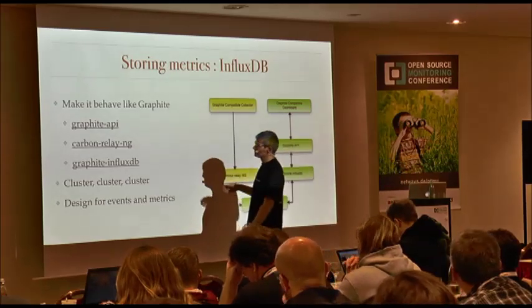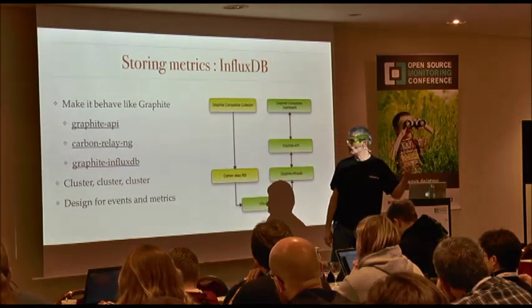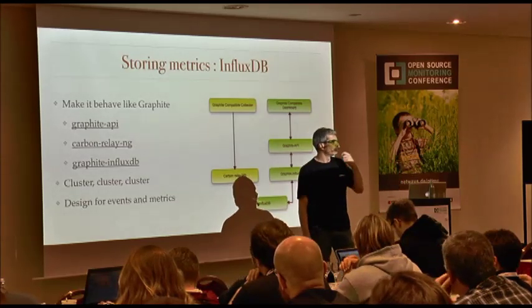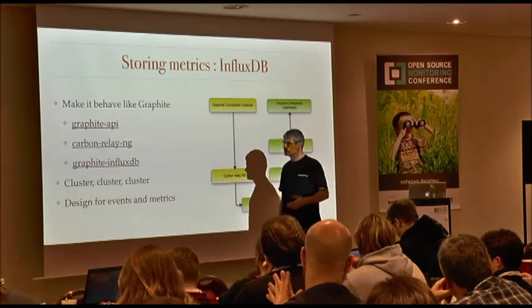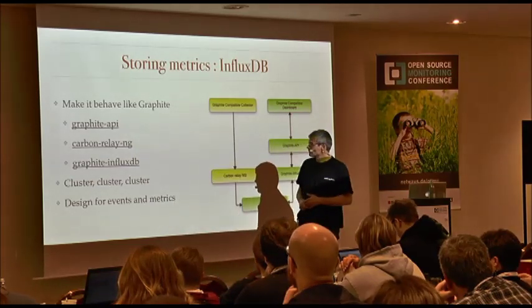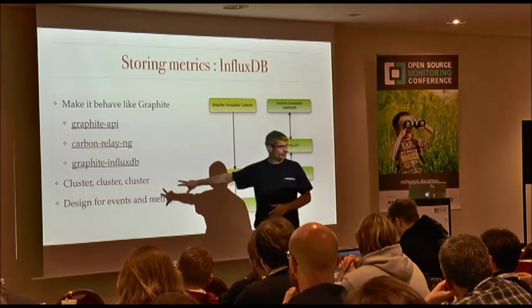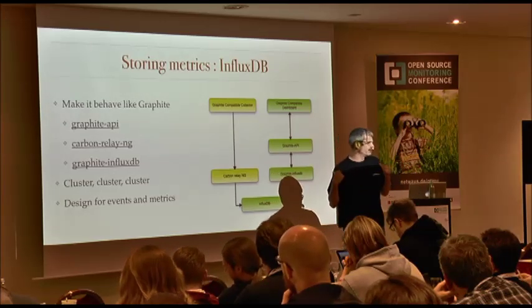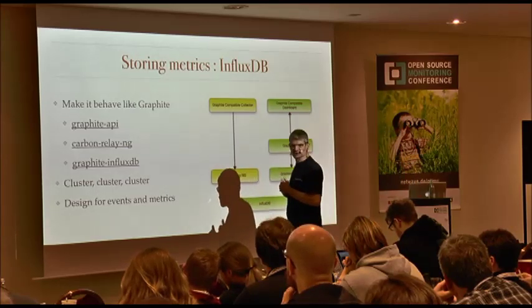For that, you have a Graphite API, which is just a rewrite of what I like the best in Graphite. It's, in fact, this API. You can ask for statistics about your metrics. It's really a nice API. I already talked about Carbon NG. Graphite InfluxDB is just that. Why did I choose InfluxDB? Because of the cluster possibilities. I don't need them, frankly, for monitoring, but I like to use the biggest tools.